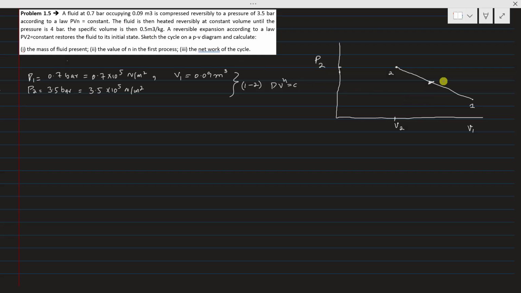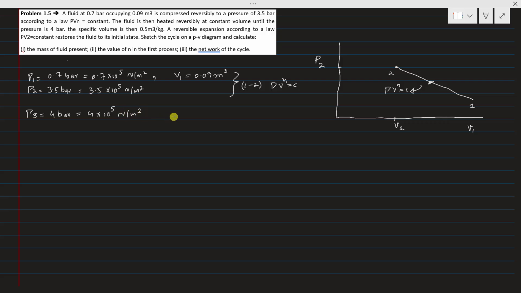During compression, which takes place by the law PV^n equals constant from 1 to 2, at the same time pressure increases and volume decreases. Now, next it says the fluid is heated reversibly at a constant volume until the pressure is 4 bar. So the pressure reaches P3, which is 4 bar, meaning 4 multiplied by 10 to the power 5 Newton per meter square.